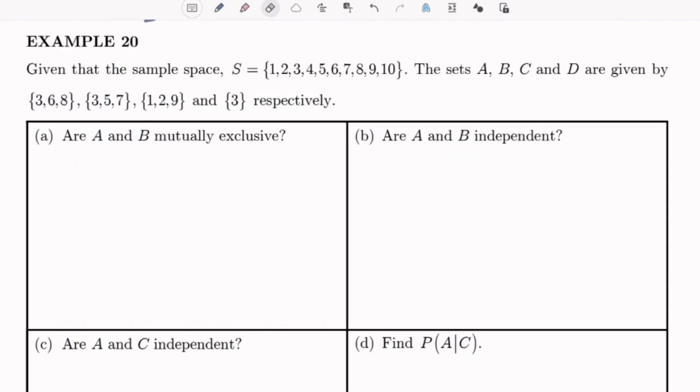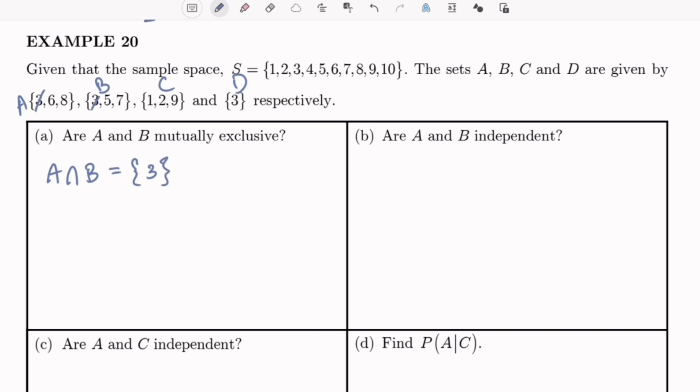Example 20. Given that the sample space is 1, 2, 3, 4, 5, 6, 7, 8, 9, 10, the sets A, B, C, and D are given by 3, 6, 8, this is A, 3, 5, 7, this is B, C, and this is D. Are A and B mutually exclusive? Let's take a look at sets A and B. You can see that 3 is the common element in A and B. So A intersect B is 3.